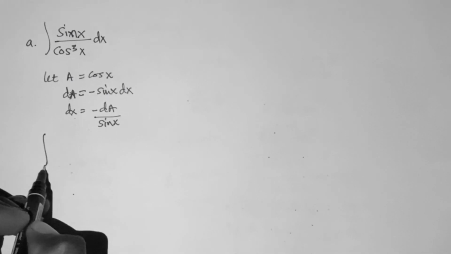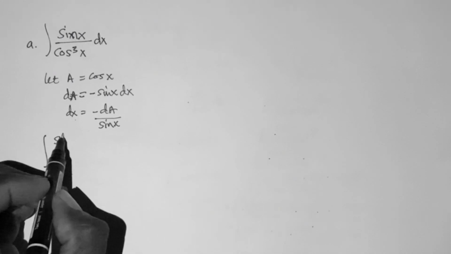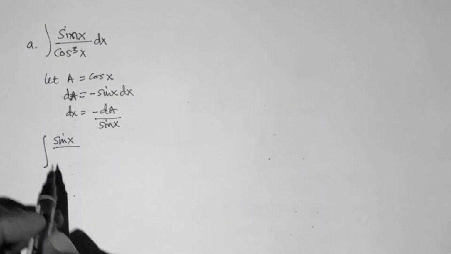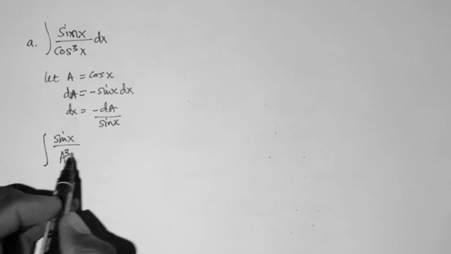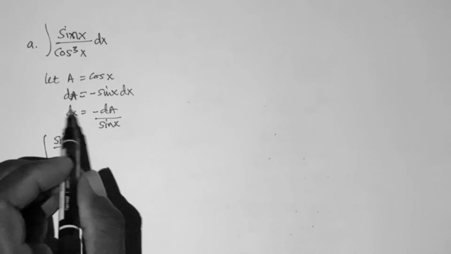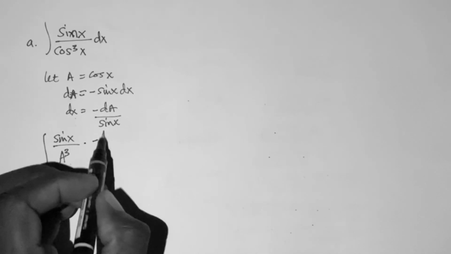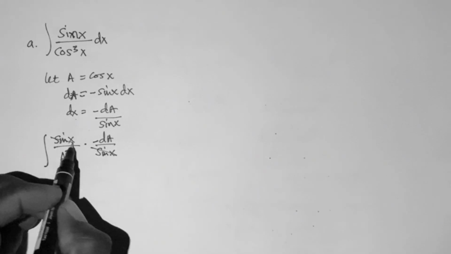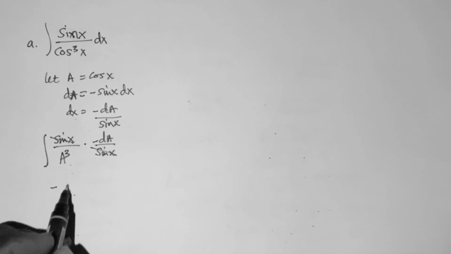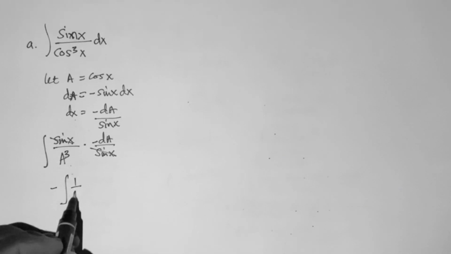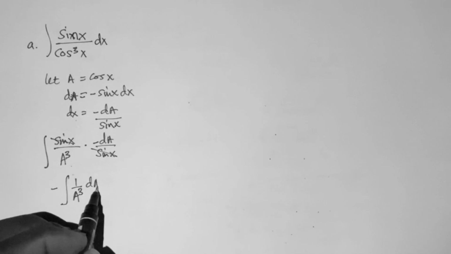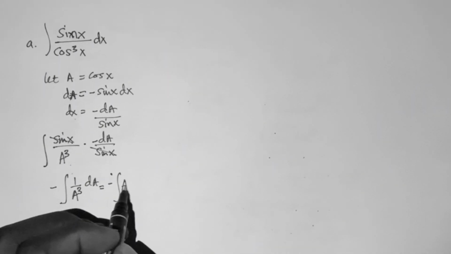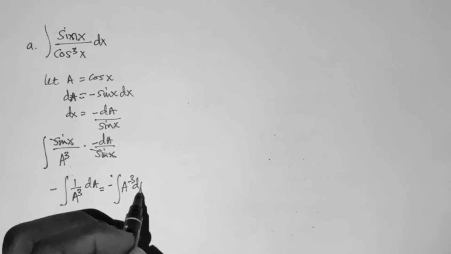So this integral becomes the integral of sine x divided by a cubed, since cos x exponent 3 becomes a exponent 3, times dx, but dx is now minus dA over sine x. So this sine x and sine x will cancel out. So this becomes minus the integral of 1 over a cubed dA. And this can also be written as minus the integral of a exponent minus 3 dA.